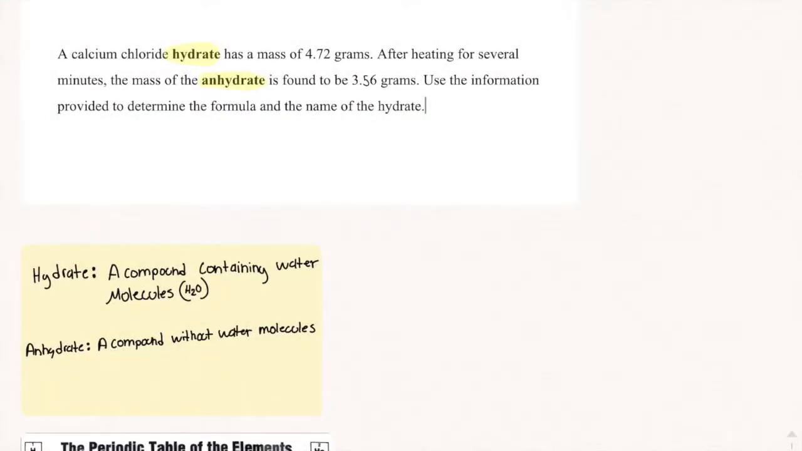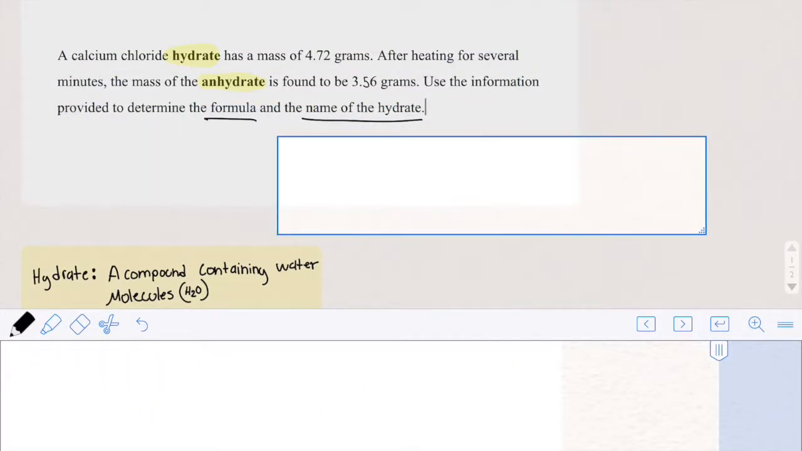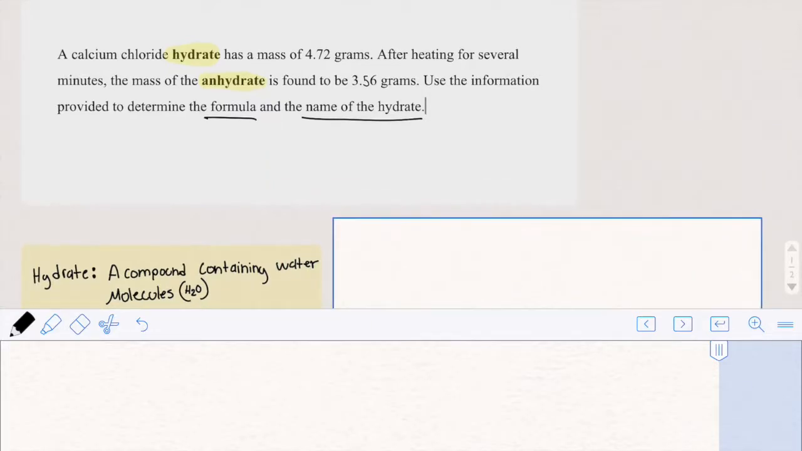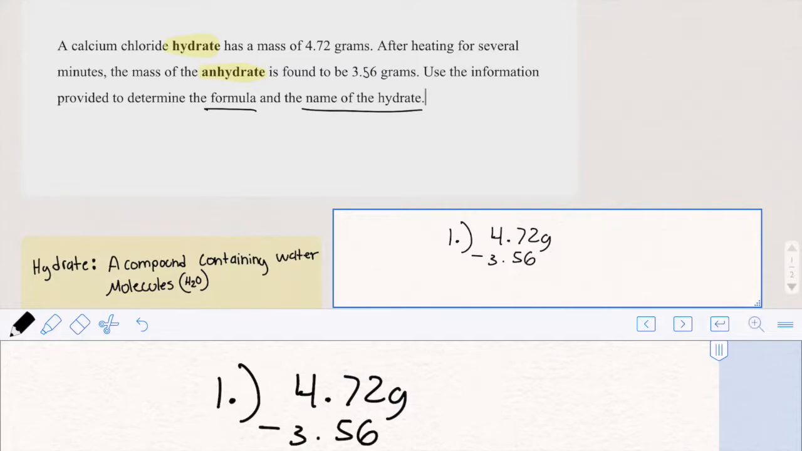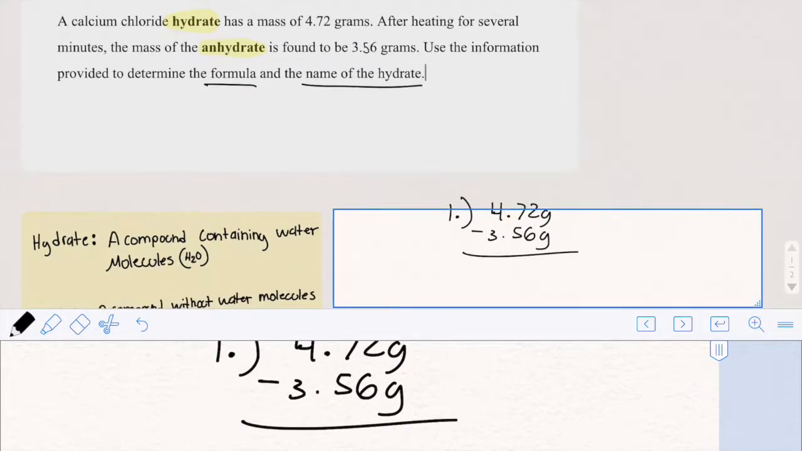We are going to use a step-by-step procedure to find the formula and the name of the hydrate. Step 1 of this process is to find the mass of the water driven off. So step 1, we're going to find the mass of water essentially. In order to do that, we must subtract the anhydrate from the hydrate. That will look like this: 4.72 grams subtracted by 3.56 grams, and we should get 1.18 grams of H2O, grams of water.